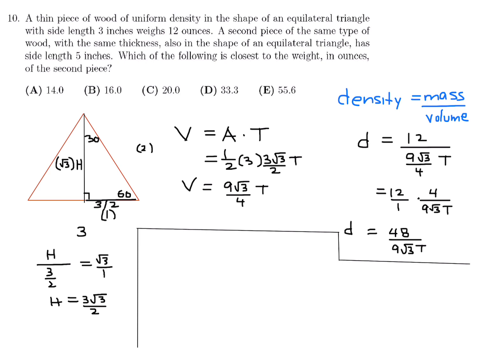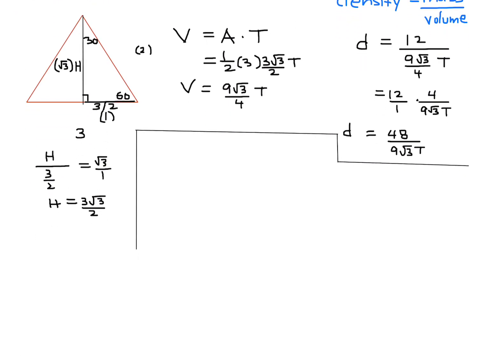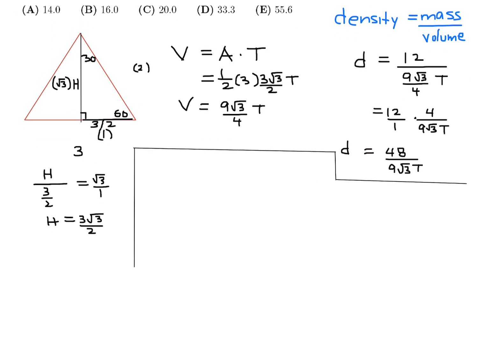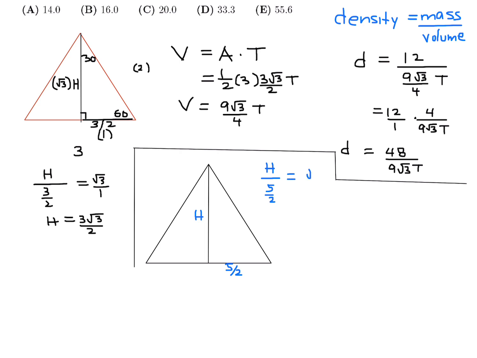So the second part, what they do is they give you another equilateral triangle, but this time that equilateral triangle is a little bit bigger. It has a side length of 5. So again, same sort of story to figure out the height. If this is height, 5 over 2 is going to be that side, correct? So h over 5 over 2 is equivalent, as before, to root 3 over 1. So h is 5 root 3 over 2.